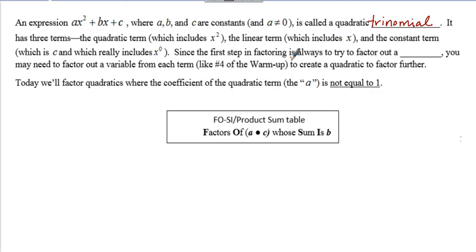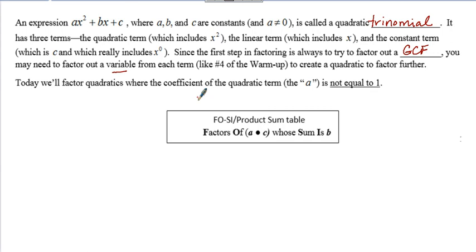The first step in factoring is always to try to get out a GCF. Always start with looking for a GCF. When you do that, you may need to pull out not only a number, but also a variable, right? Remember from number 4 in the warm-up? So make sure you get the greatest common factor, including numbers and variables, before you go any further for factoring.